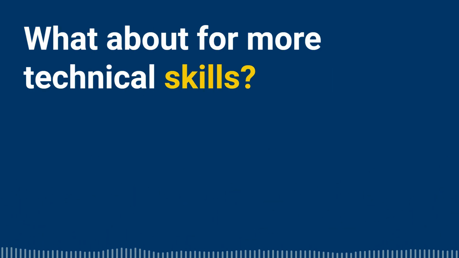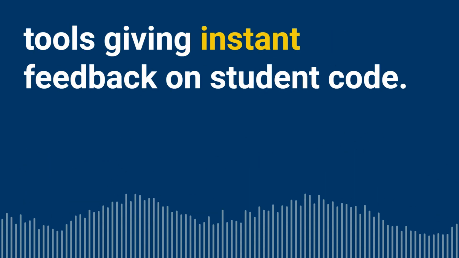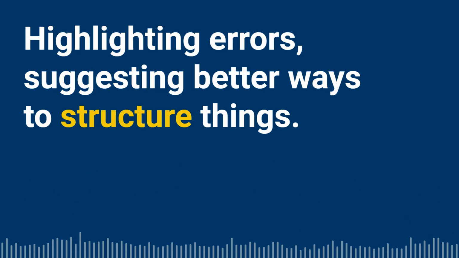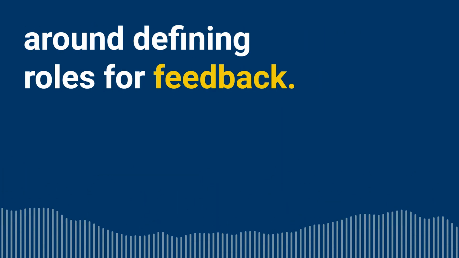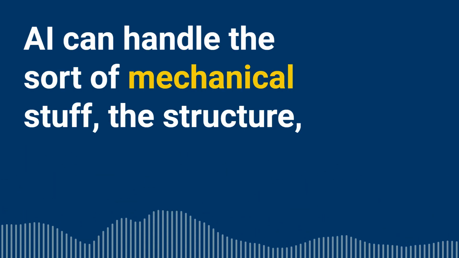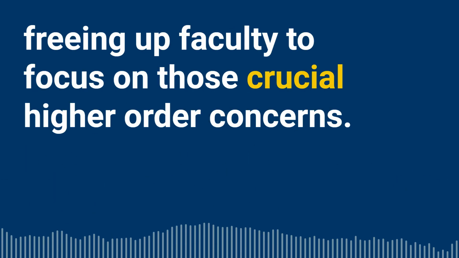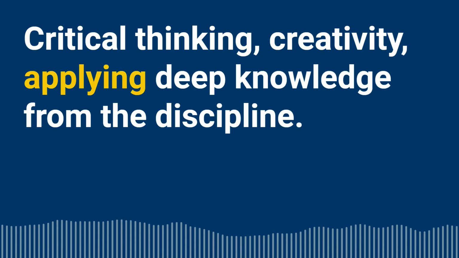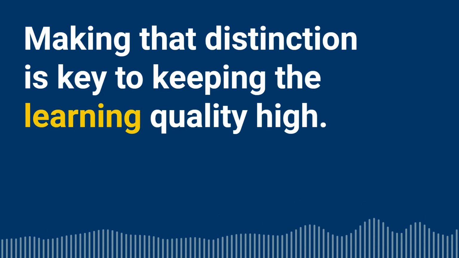What about for more technical skills, coding, for instance? Yeah, absolutely. In fields like computer science, you've got AI tools giving instant feedback on student code, highlighting errors, suggesting better ways to structure things. What's really interesting now is the discussion around defining roles for feedback. AI can handle the sort of mechanical stuff, the structure, freeing up faculty to focus on those crucial higher order concerns: critical thinking, creativity, applying deep knowledge from the discipline. Making that distinction is key to keeping the learning quality high.